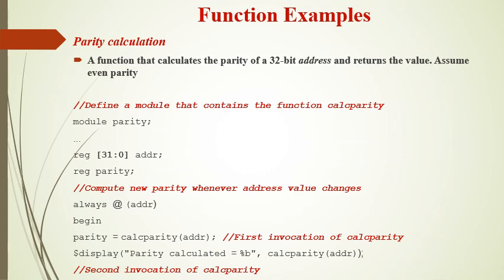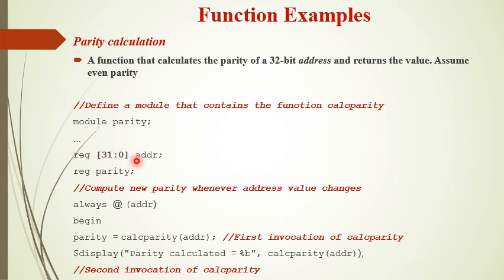An example for function: parity calculation. So this is a function that calculates the parity of a 32-bit address and returns the value. We assume even parity. So if there are an odd number of ones, this function will add a 1 as a parity bit and make it even. If there are an even number of ones, the parity bit will be 0. So this will be the main module named parity. Inside that there may be other statements, we ignore those things.